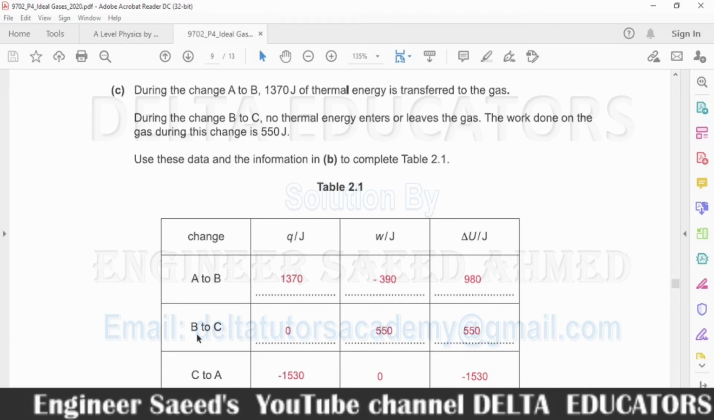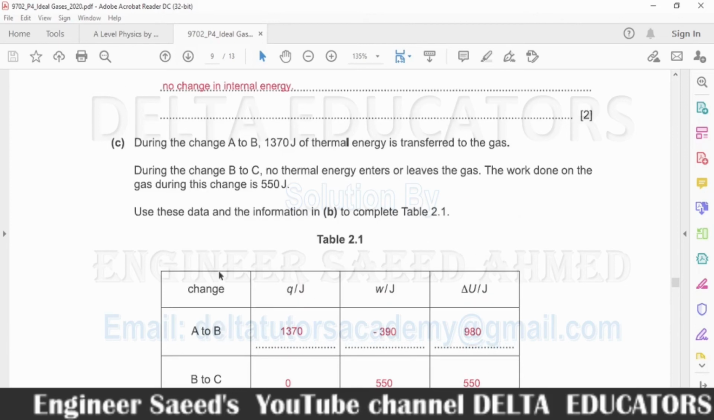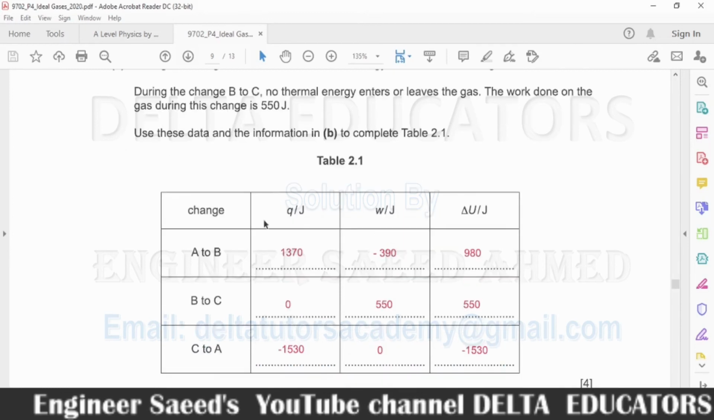Now we move to B to C. For B to C, it is given here that work done on the gas during the change is 550 joules. Means from B to C, work is done on the system and its value is 550 joules. So from B to C, work done is equal to plus 550 joules.